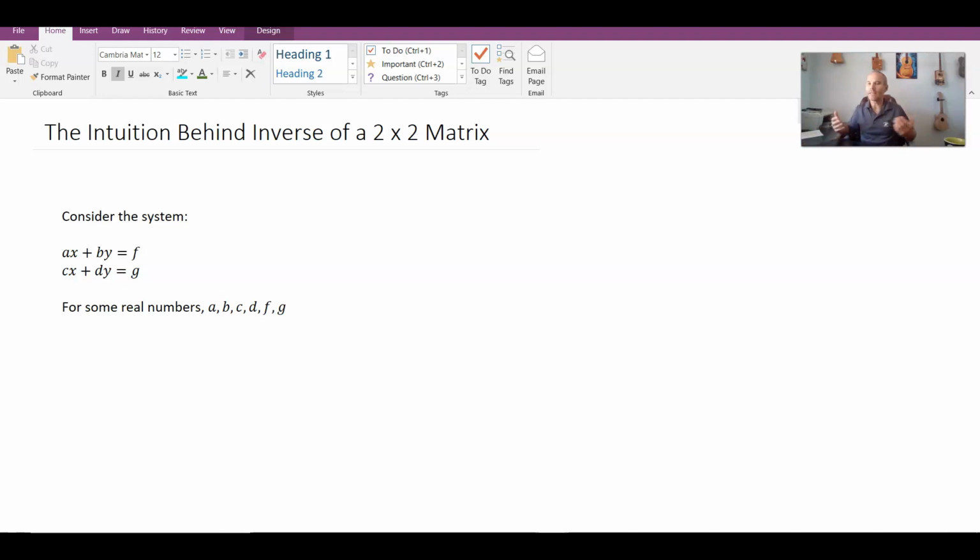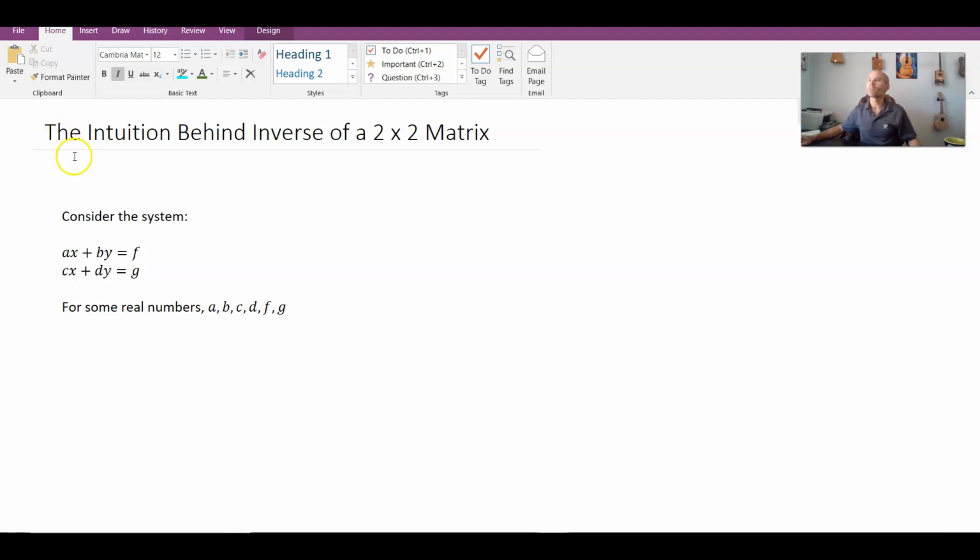The idea of the inverse of a 2 by 2 matrix is somewhat esoteric at the moment. Where does this inverse come from? It turns out there's a lot of really cool intuition behind the computation of an inverse.